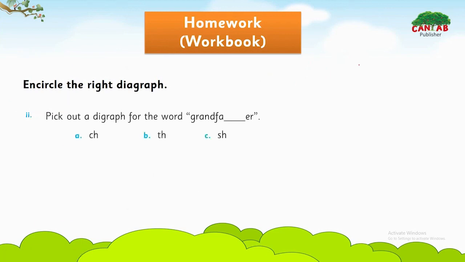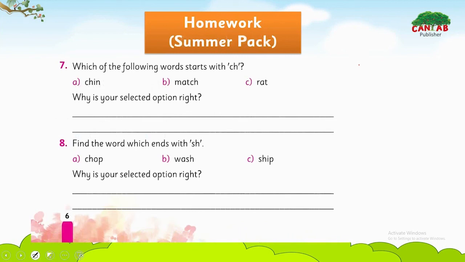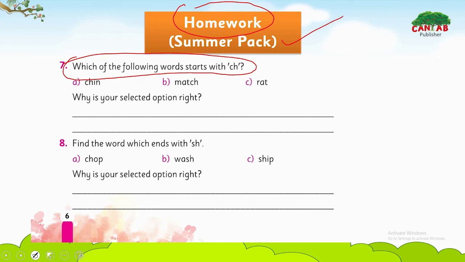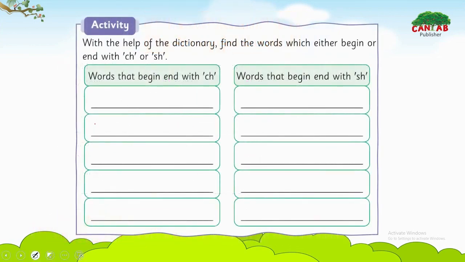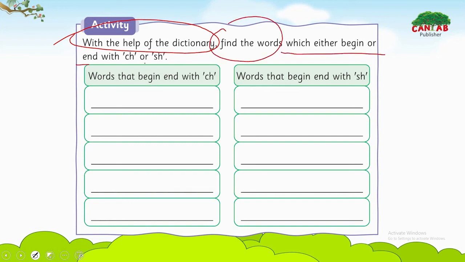This is your homework. The next one is, which of the following words starts with ch? Yes, you have to answer it. And this homework you have to do in your summer pack. The next one is, find the word which ends with sh digraph. Now you have to do an activity. With the help of the dictionary, find the words which either begin or end with ch or sh. So there are 5 words you have to write down here of ch and 5 words of sh.